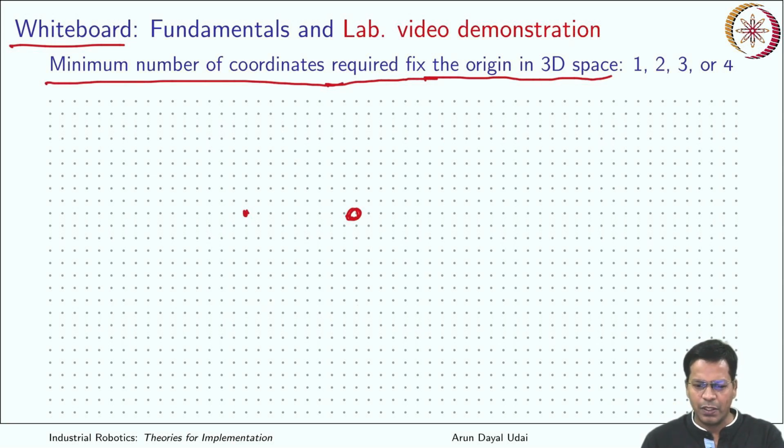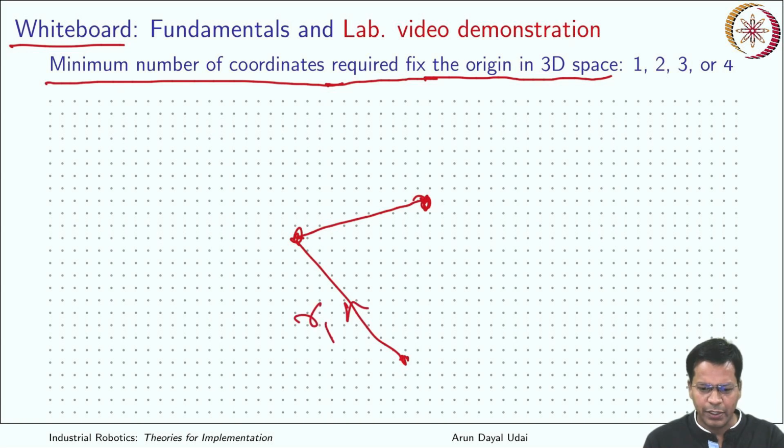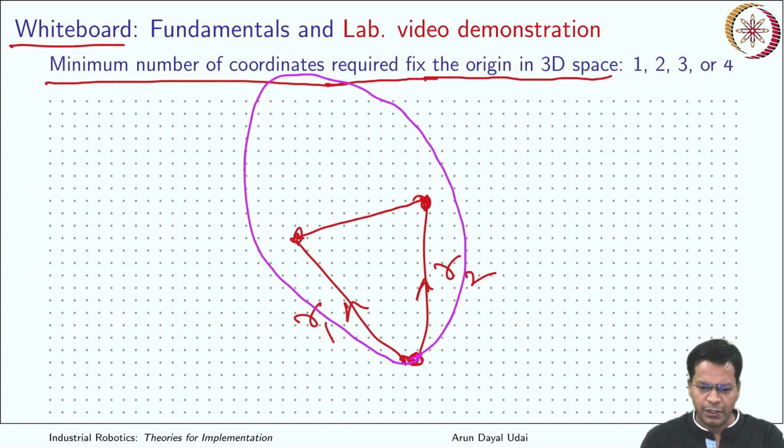Now I'll do another thing. I'll just add one more point. Okay, now I have a line segment. So if these 2 points are defined in space, where can your origin go? Any idea? So yes, if this point is at a distance r1 and the other is at a distance r2 from the origin, your locus of the origin will be somewhere on the circle which is like this.